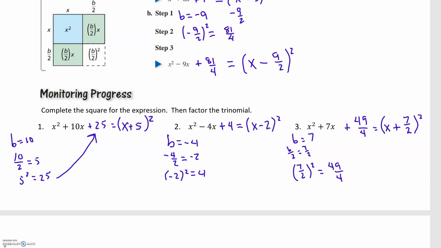X minus 2 squared. Third one, x squared plus 7x plus, how do we get 49 over 4? Let's look at it. b equals 7. Take b and divide it by 2. So we get 7 over 2. 7 over 2 squared is going to be 49 over 4. 7 squared is 49. 2 squared is 4. We have 49 over 4. Then it will factor as x plus half of b, 7 over 2, squared. And that's the first page of our note.